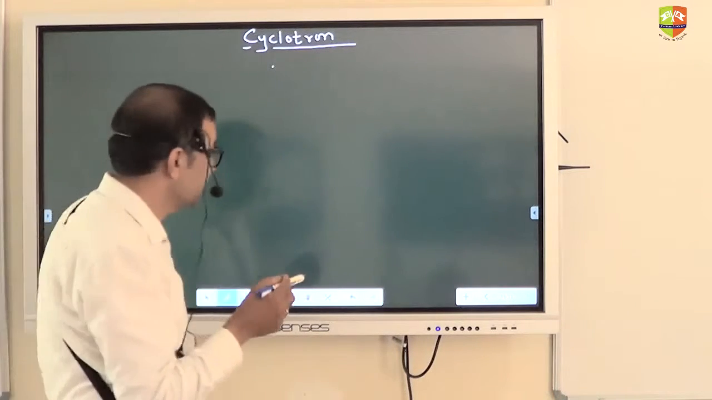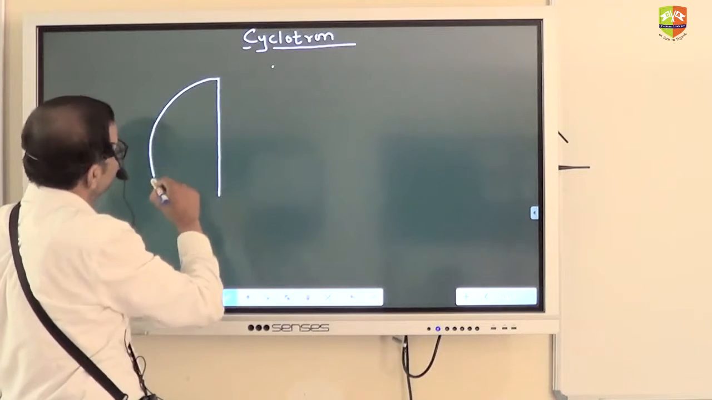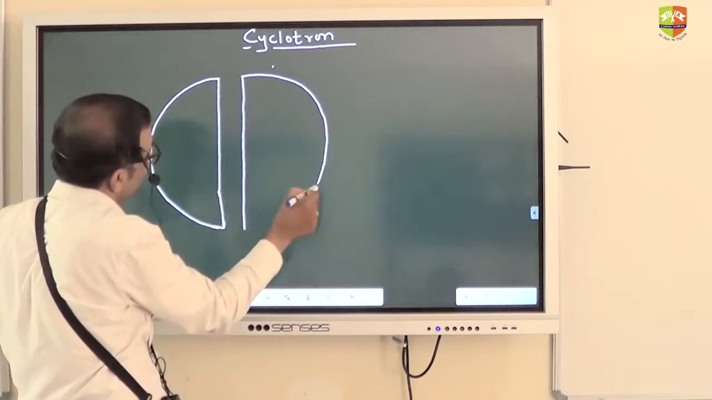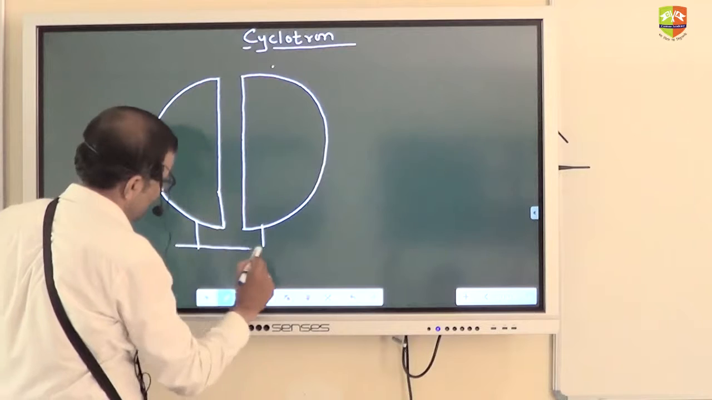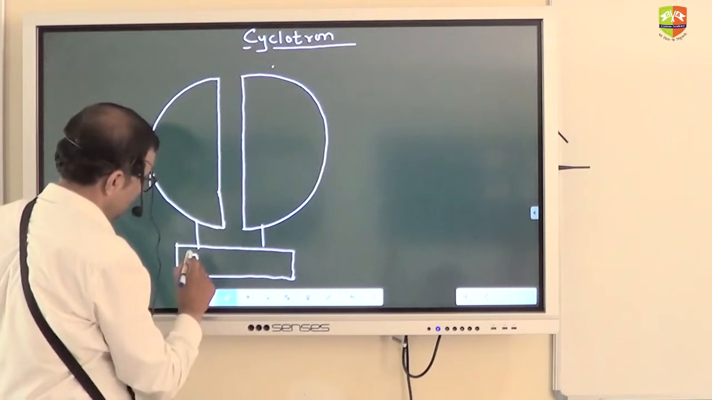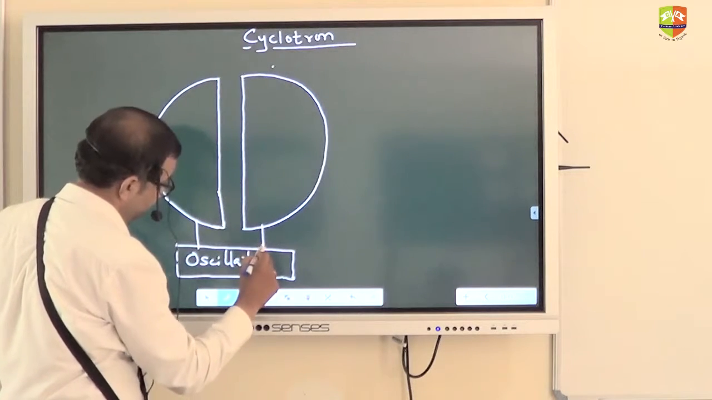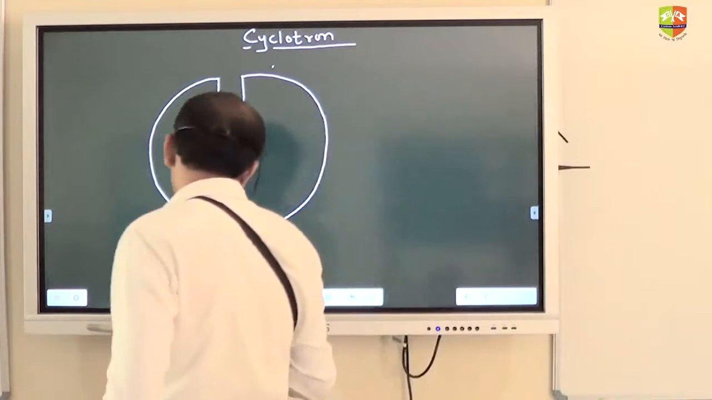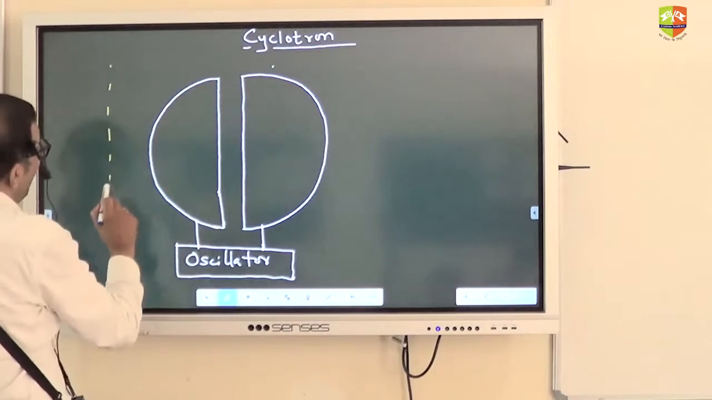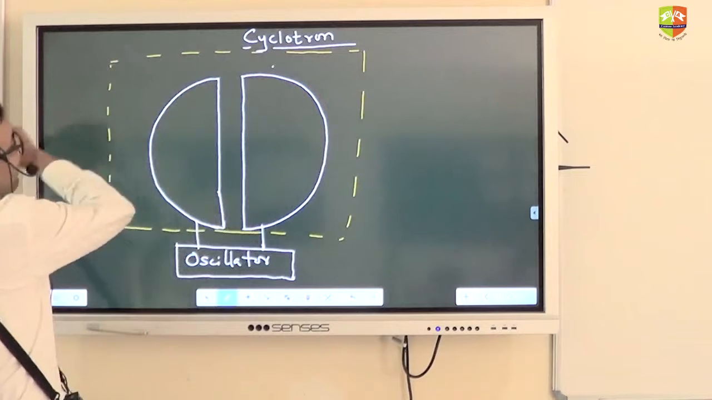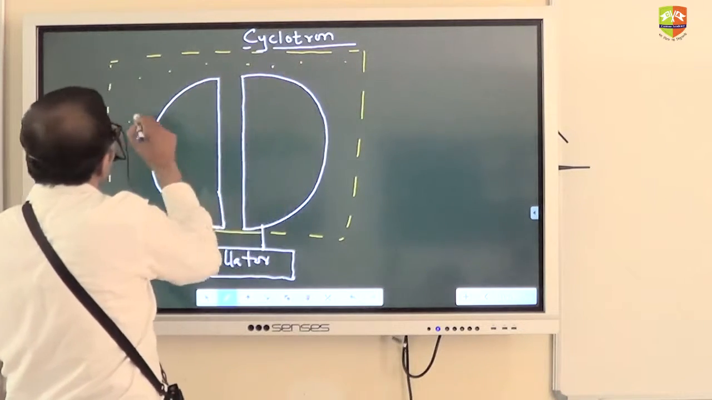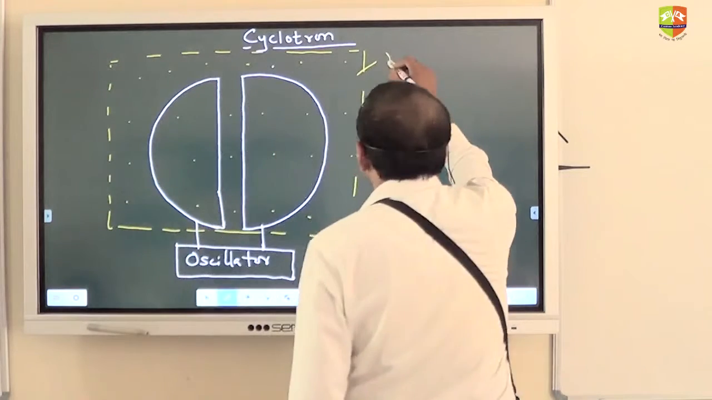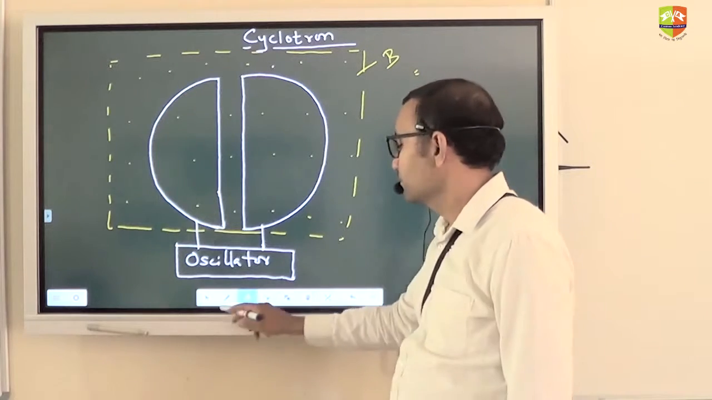I will draw the setup. All of you please copy this, then we'll discuss what it is. In this zone, there is a magnetic field that comes out of the plane. Throughout. Okay.